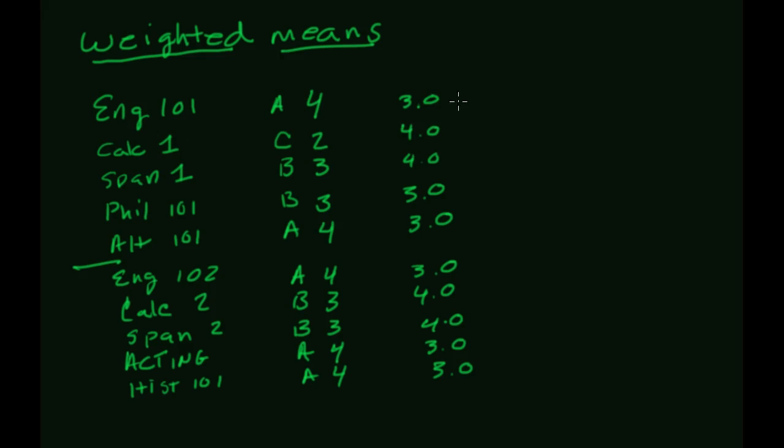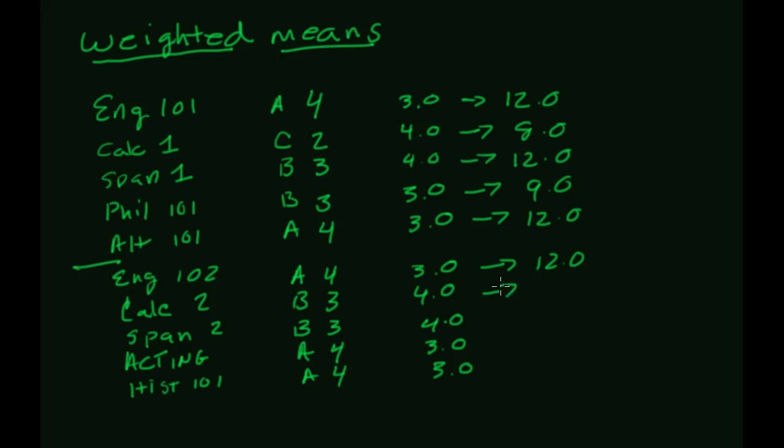And then what we're going to do is come up with a weighted score for each class. So English 101, you got a 12 because that's 3 times 4. 2 times 4 is 8 for Calc 1. For Spanish, you got 12, that's 3 times 4. 3 times 3 for Philosophy is 9. 3 times 4 for Art History is 12. 3 times 4 is another 12, and another 12, and another 12. 4 times 3 is a 12, and 4 times 3 is also a 12.